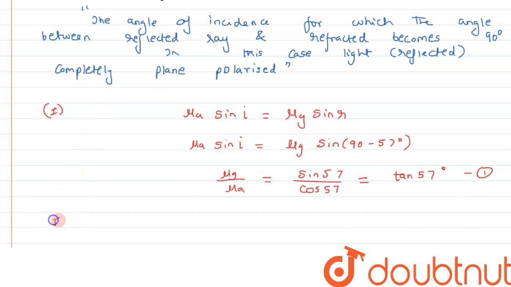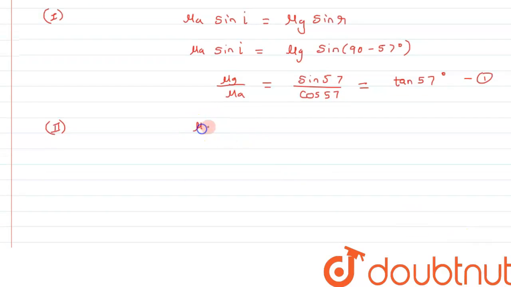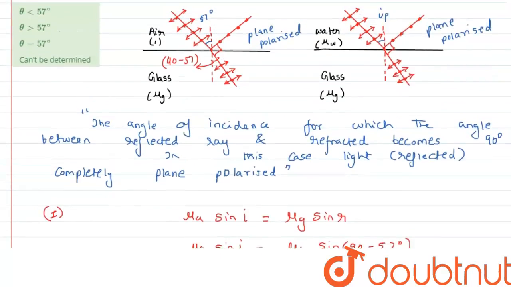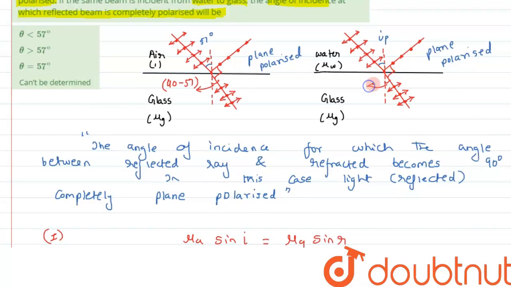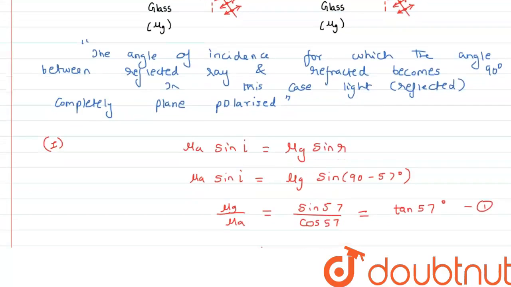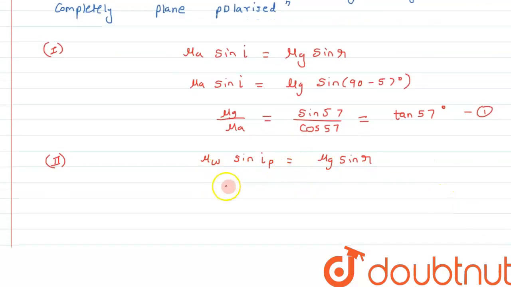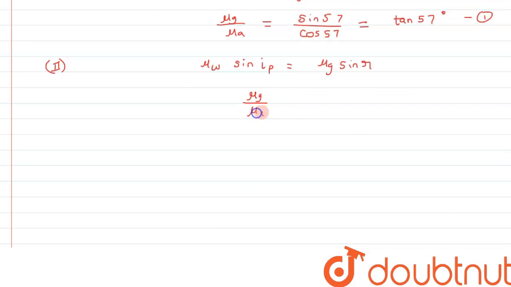Now for the second case, applying the same Snell's law, the medium is now from water to glass, so we can write mu w sine ip equals mu g sine r. Same is the case over here also. This is our angle of refraction, and we have incident angle ip over here, so we can write 90 minus ip in this case. So we can write mu g by mu w equals tan ip. Let's say this is our equation number 2.